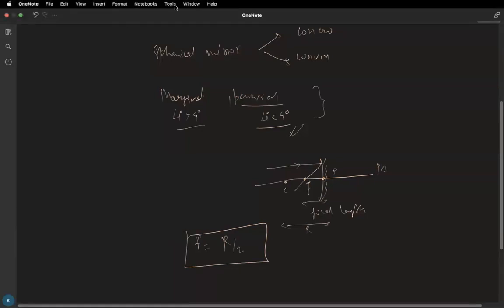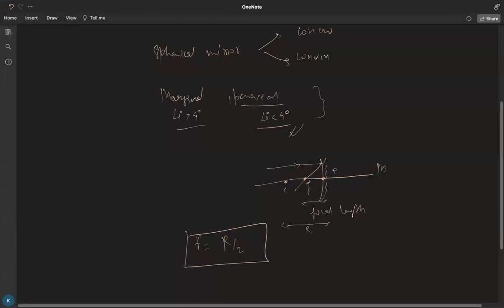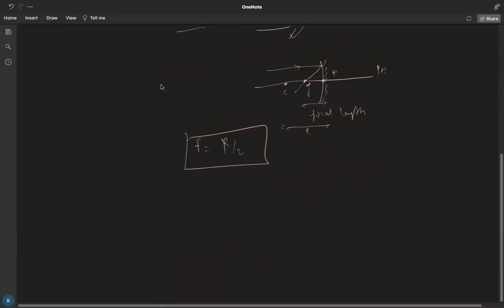in today's class, we are going to first derive how the formula f is equal to r by 2 comes about. So let's start solving. I am again telling you, whatever formula we derive here is based on paraxial rays only. So let's prove f is equal to r by 2, and we will also derive it for the marginal ray, so you can look at that too.